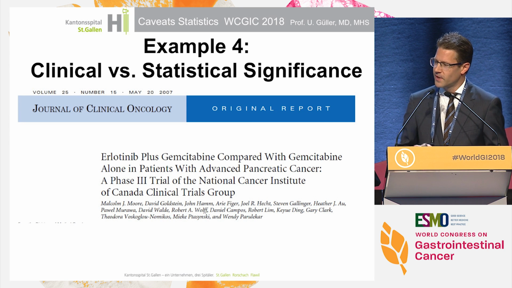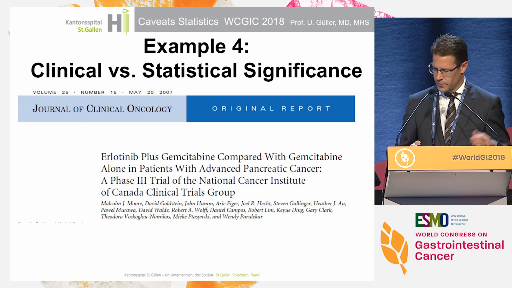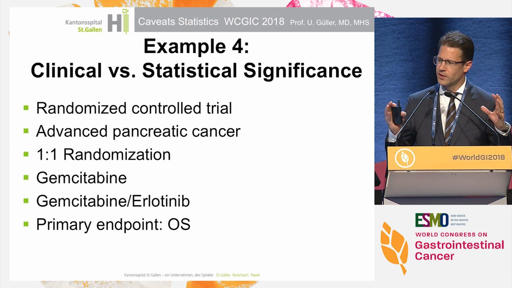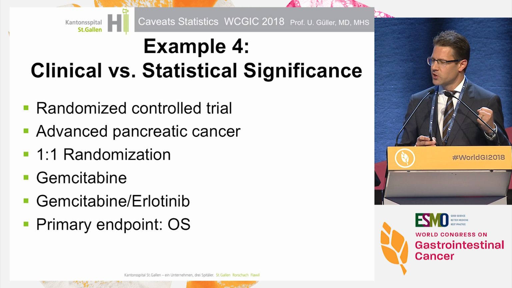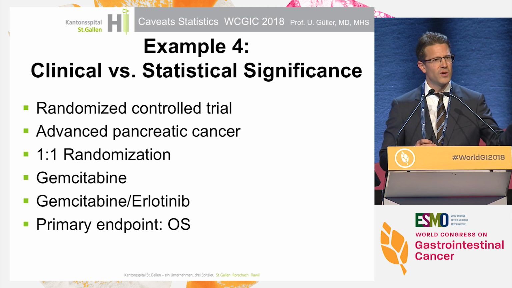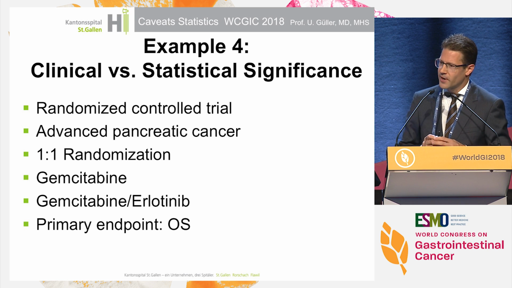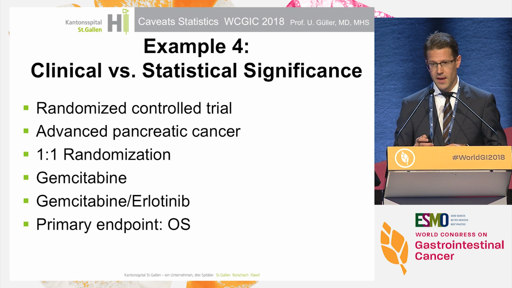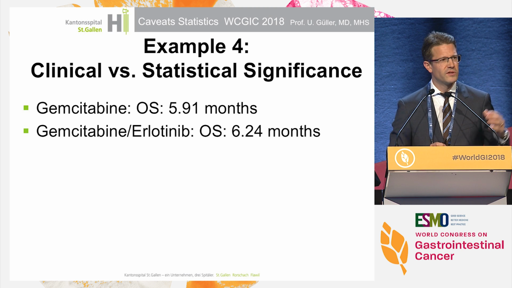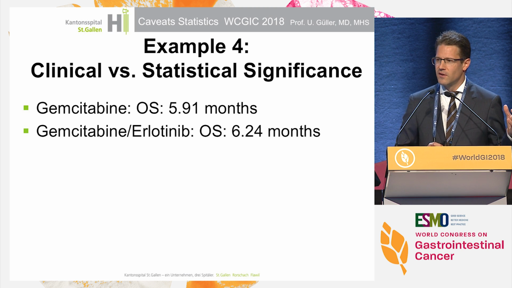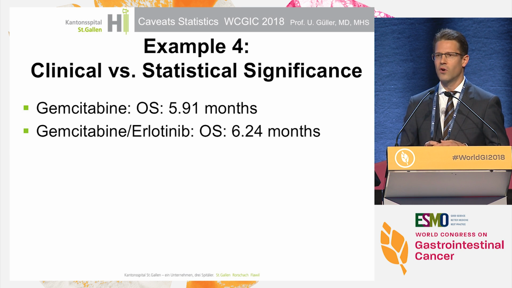I want to give you a few examples. This is a publication in JCO about 10 years ago. It's from the Princess Margaret Toronto group. And this was a randomized controlled trial in patients with advanced pancreatic cancer. These patients were 1-to-1 randomized to gemcitabine, which was the standard of care at that time, versus gemcitabine plus erlotinib. And the primary endpoint was overall survival. So the trial was performed. And the median overall survival in the gemcitabine group was 5.91 months, versus 6.24 months in the gemcitabine erlotinib group.